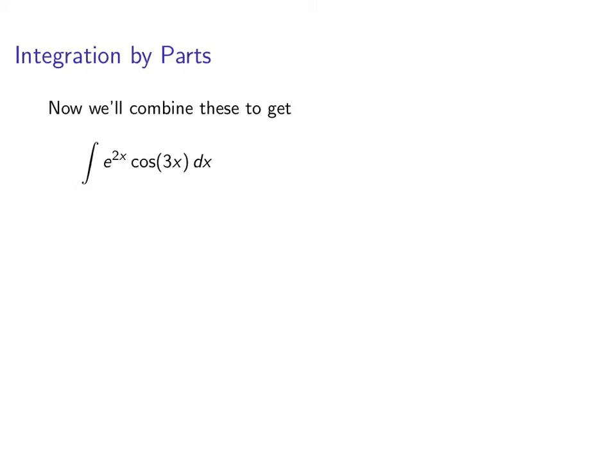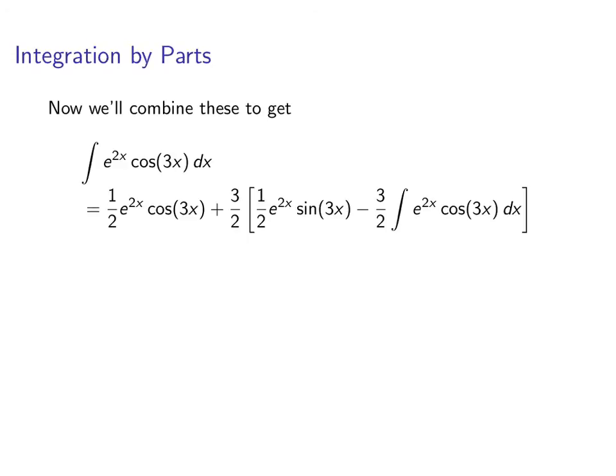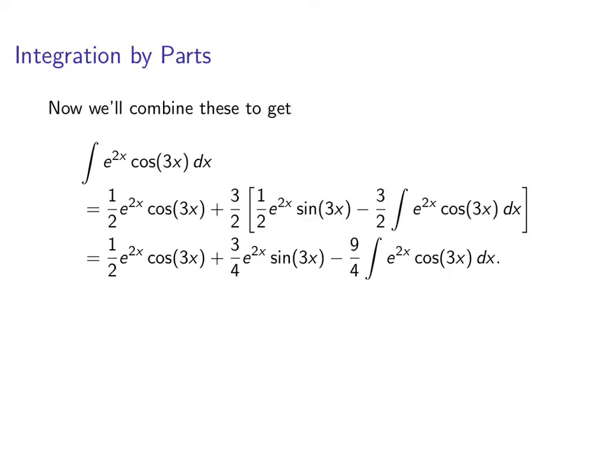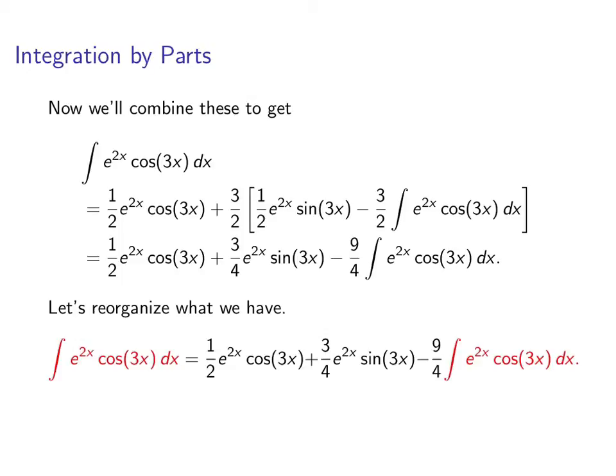Okay, now I want to combine this to see what we got. So remember that in the original integral, we got 1/2 e to the 2x cosine of 3x, and then when we evaluated the second integral, we got this whole thing right here. And if I distribute everything, then I'm going to get something that looks like this. Now I'd like to reorganize what we've gotten. So I'm just rewriting everything.